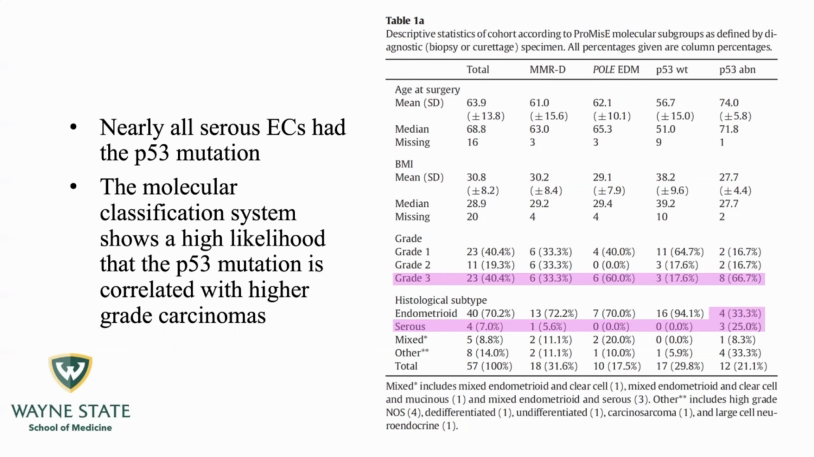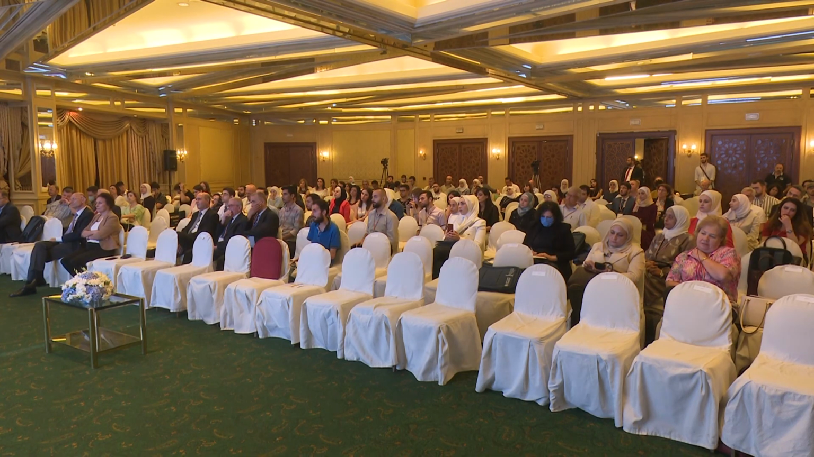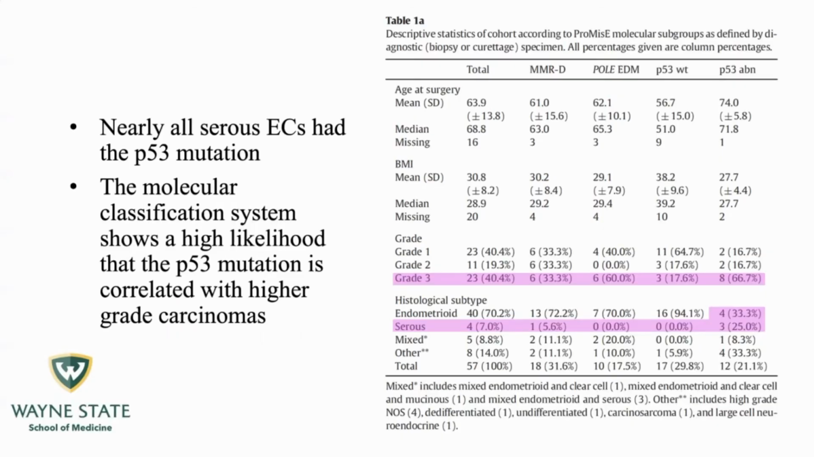So in this table, I'm showing how important p53 is. Whether by immunohistochemistry or mutations, it reflects, in these highlighted lines, the high grade 3 endometrioid carcinoma and serous. If you look, the p53 abnormality is very high.